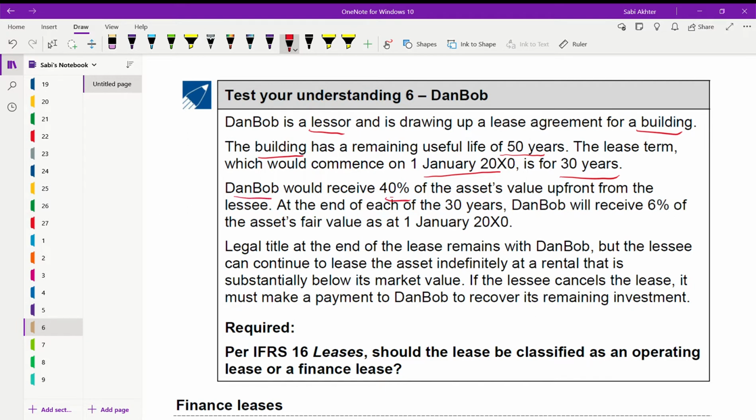Danbob will receive 40% of the asset's value upfront from the lessee. At the end of each of the 30 years, Danbob will receive 6% of the asset's fair value at this date. Legal title at the end of the lease remains with whom? Danbob. But the lessee can continue to lease the asset indefinitely at a rental that is substantially below its market value.